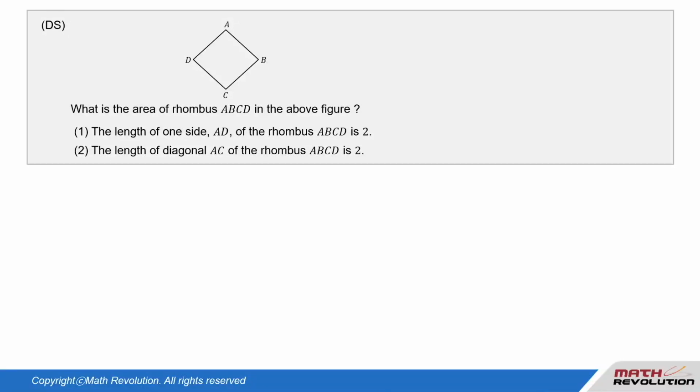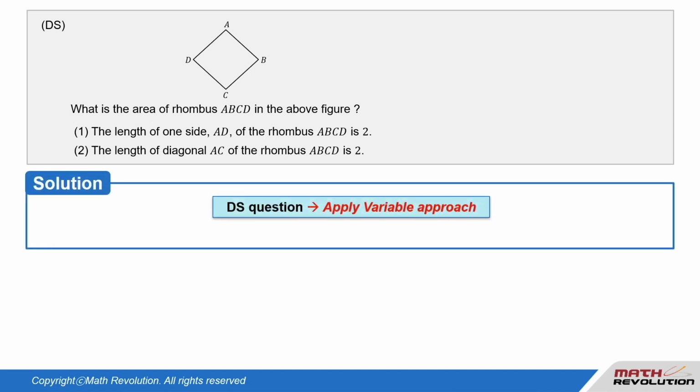Question: DS. What is the area of rhombus ABCD in the above figure? Condition 1. The length of one side, AD, of the rhombus ABCD is 2. Condition 2. The length of diagonal AC of the rhombus ABCD is 2.